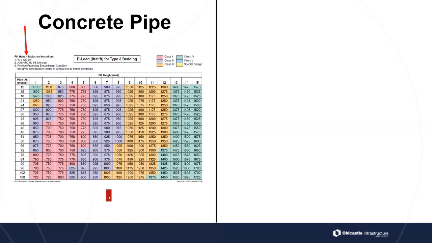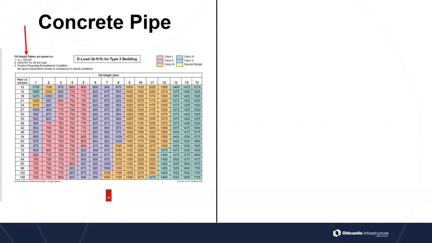And the third one is the important one here. It's what we just talked about with our installation types. This is going to assume a positive projecting embankment condition, not a trench. So we're using the positive projection embankment. Okay, which means that this gives conservative results in comparison to trench conditions.